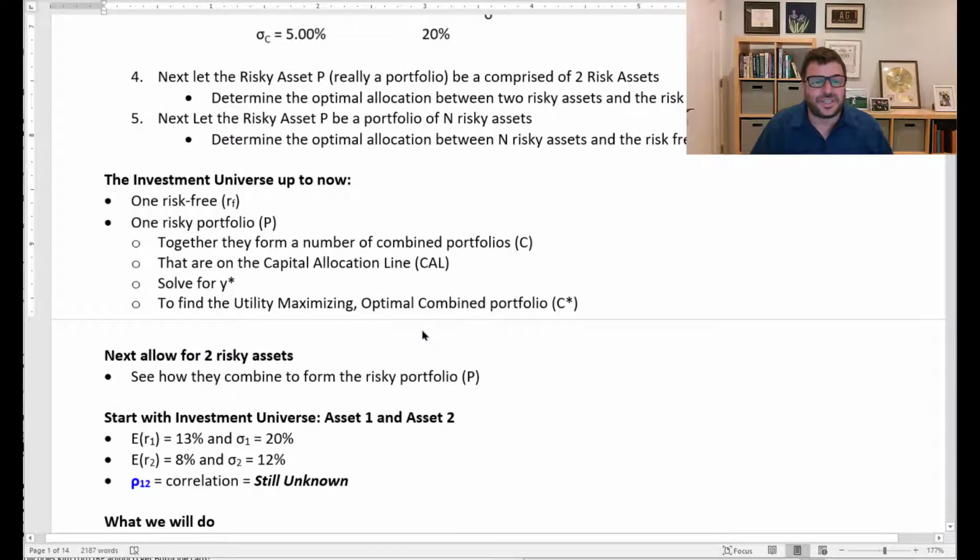So next, let's let the risky asset P, really a portfolio, be comprised of two risky assets. And we'll determine the optimal allocation between these two risky assets and the risk-free asset. And then after this, the last thing we'll do is we'll say, okay, we used to let P be 2 assets, let's let it be 3 assets or 4 assets or 6 assets or N, some countable number of assets. So we're going to work on number 4 now.